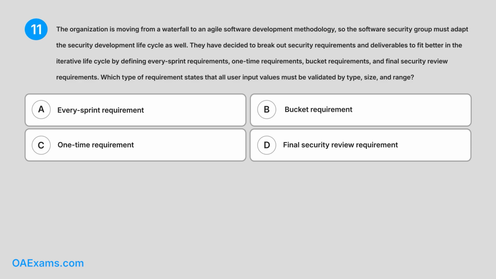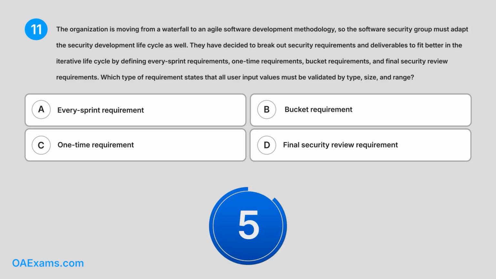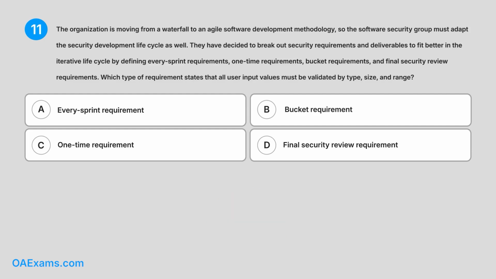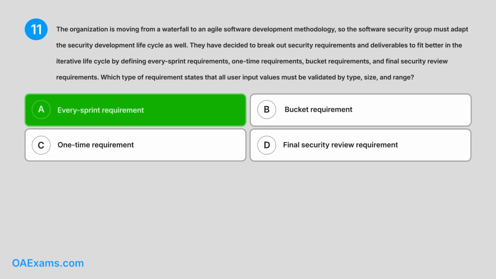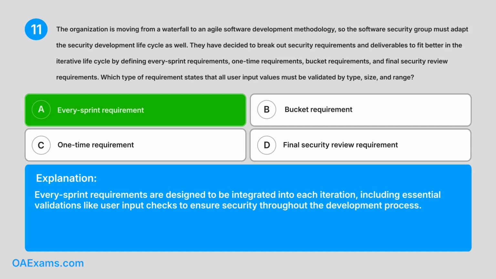A. Every sprint requirement. B. Bucket requirement. C. One-time requirement. D. Final security review requirement. Do you know the answer? Correct answer. A. Every sprint requirement. Explanation. Every sprint requirements are designed to be integrated into each iteration, including essential validations like user input checks to ensure security throughout the development process.